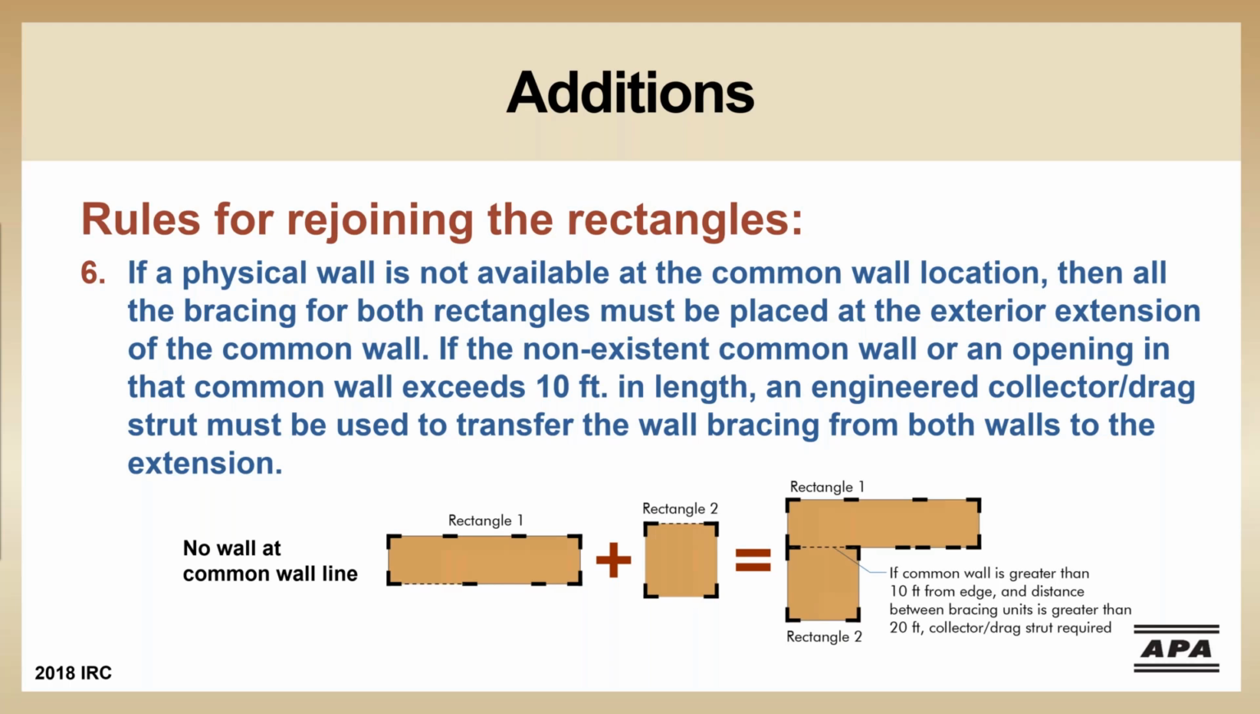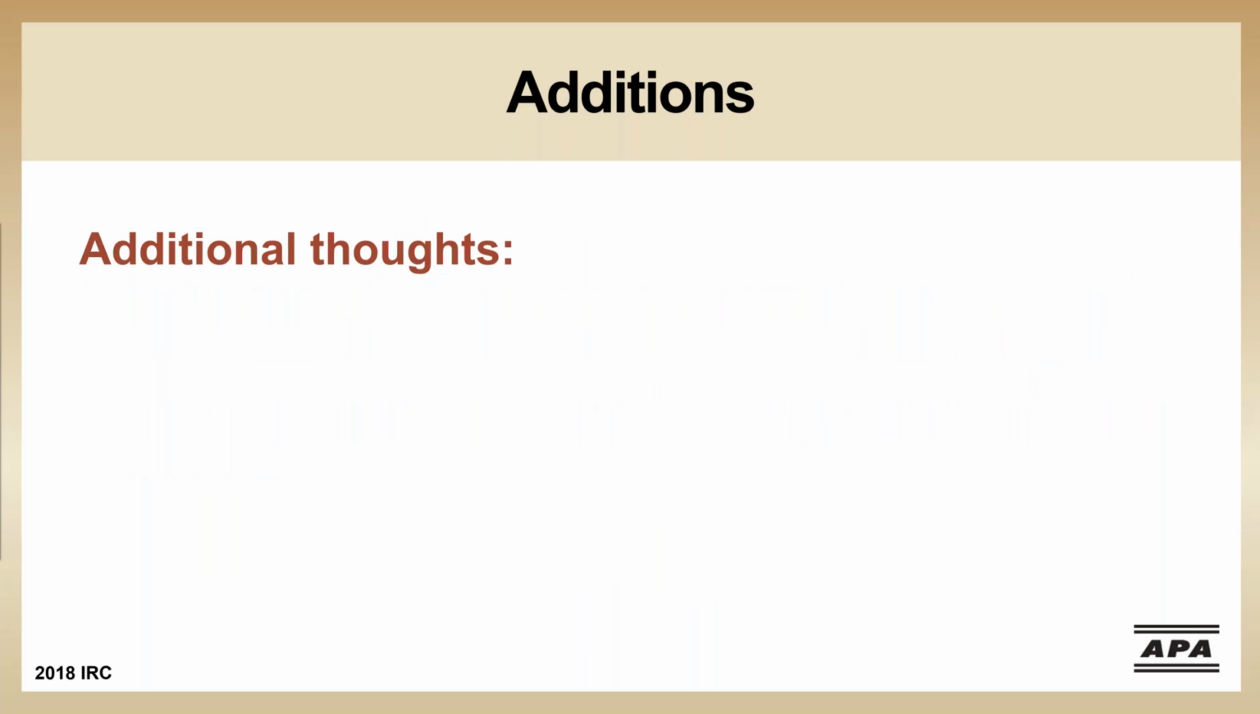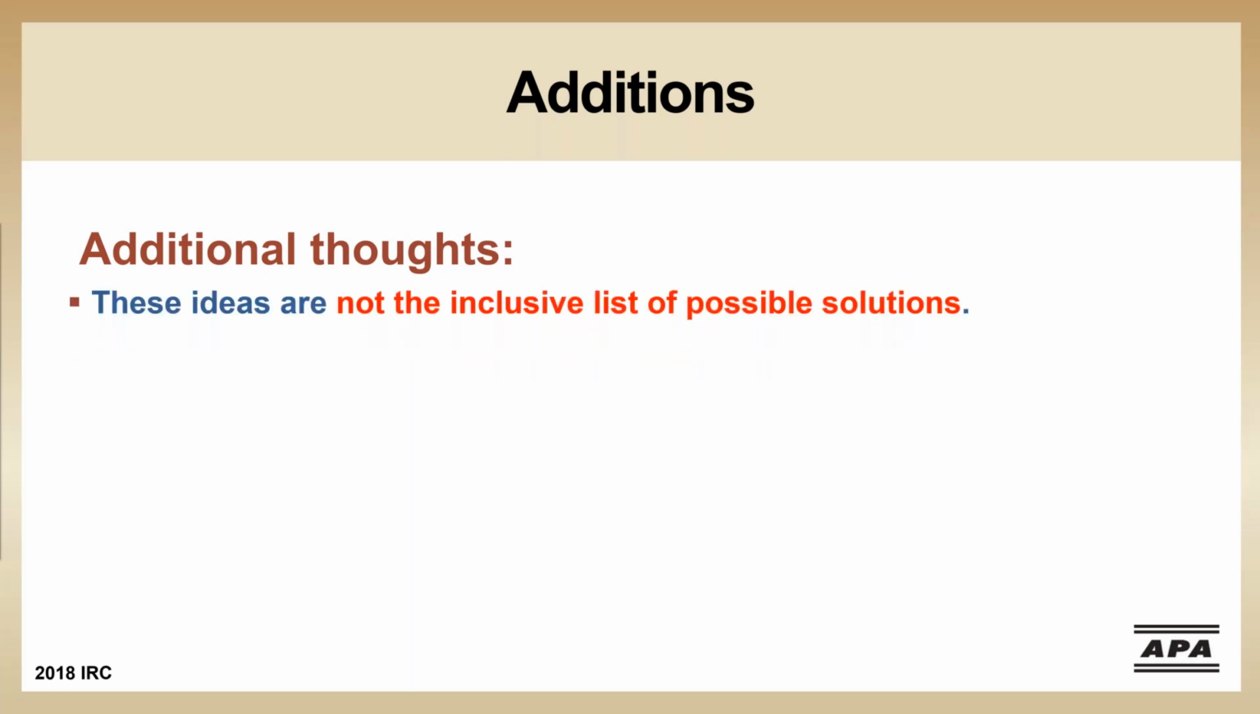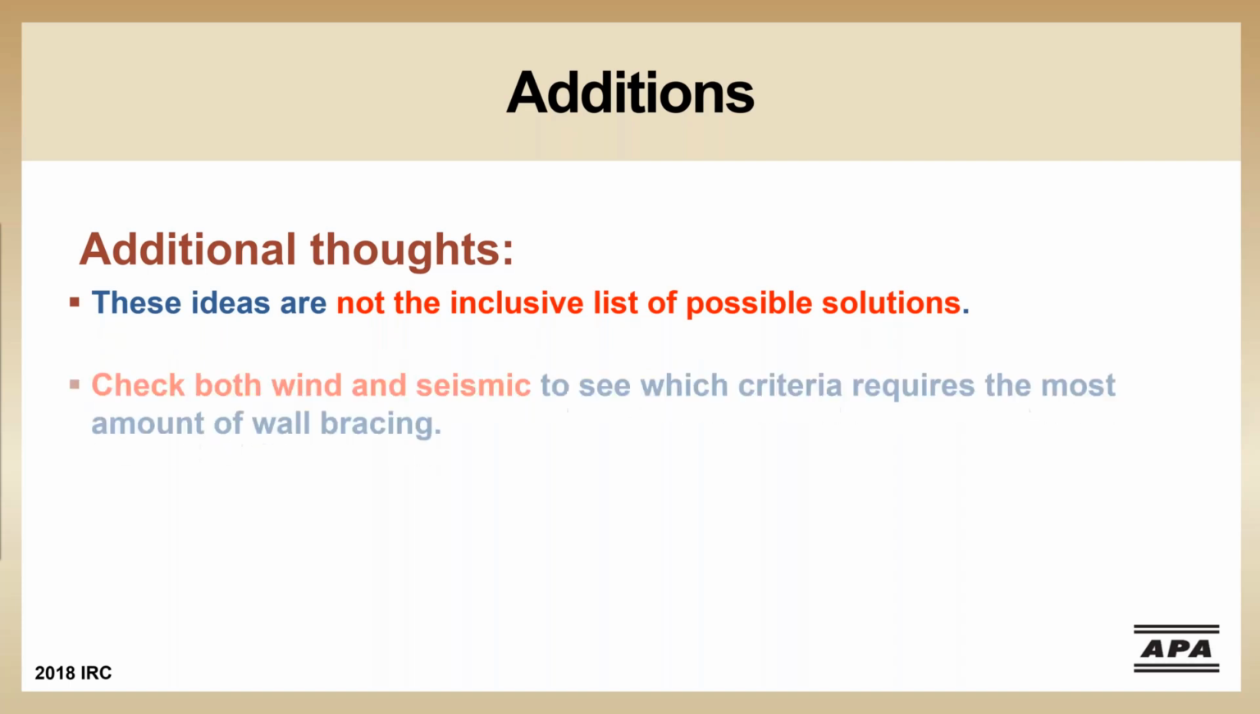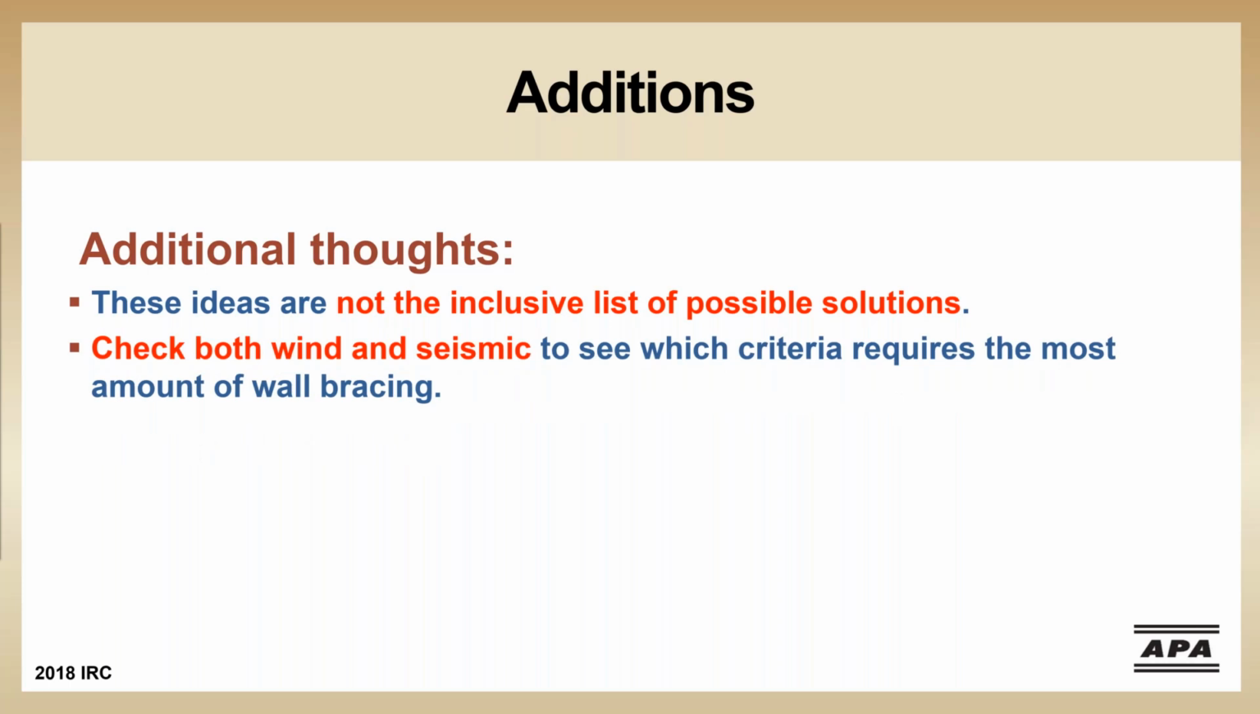In this example, if you don't have a common wall, you might look to include all the required bracing at the exterior extension of the common wall. We've discussed just 4 possibilities on how you might use prescriptive wall bracing for an addition. There certainly could be more possibilities than what I just discussed. Whatever method you use, check both wind and seismic and make sure you use the most conservative result.